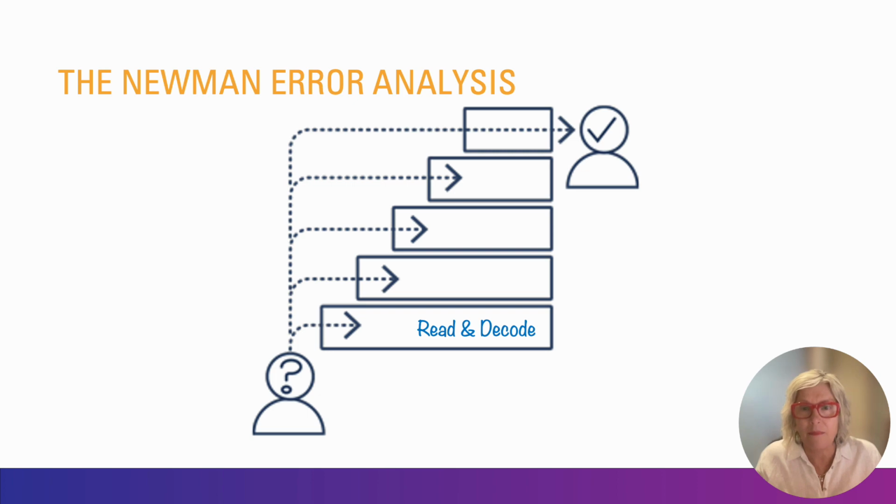Reading and decoding. This is where the student reads the problem and decodes the words and symbols. Comprehending. The student makes sense of what they have read. Transforming. The student mathematizes the problem, that is, works out what mathematics needs to be done. Processing, demonstrating what to do to get the answer. And finally, encoding, records their final result appropriately.